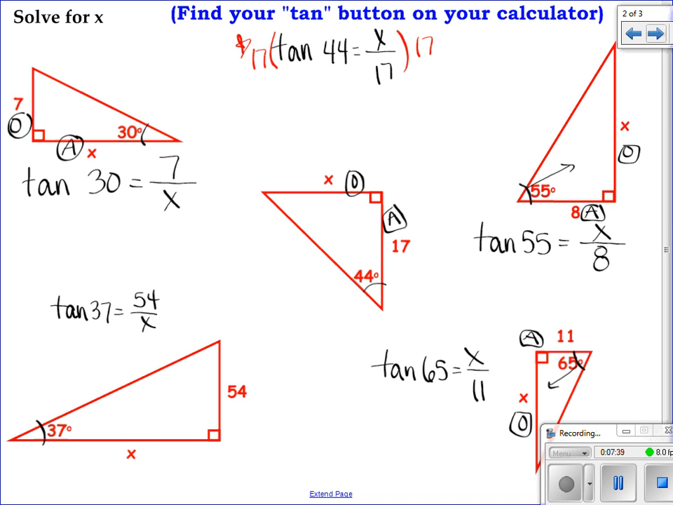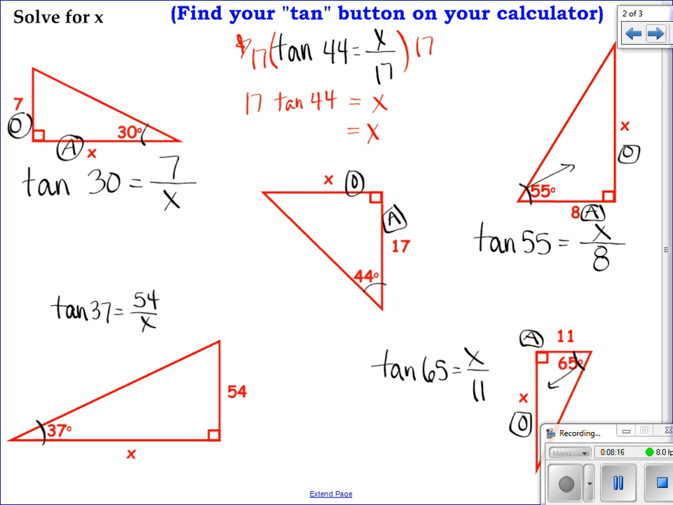now on the right-hand side, the 17's canceled out. And we have x equals 17 tan 44. Well, x is by itself at this point. So what we're going to do is find the answer. So in your calculators, you're just going to type in exactly like you see, 17 tan 44. Now this is only if you have a TI-30X, which most of you do.